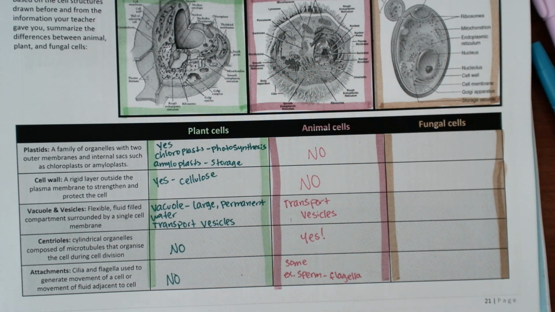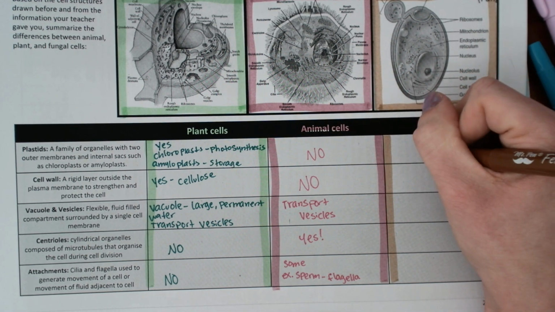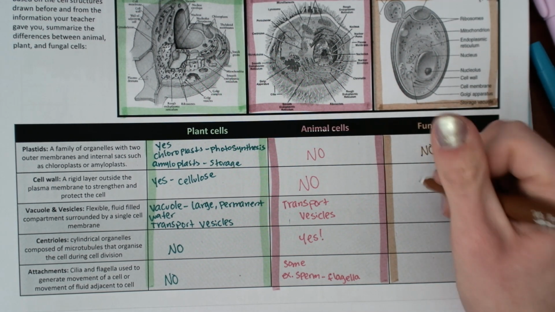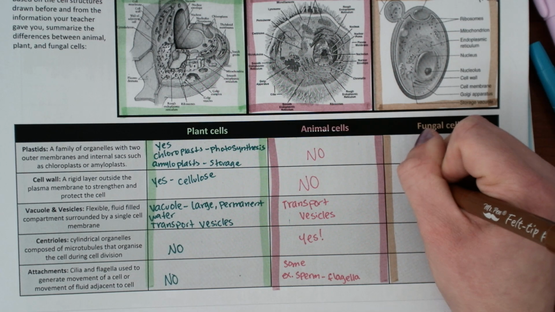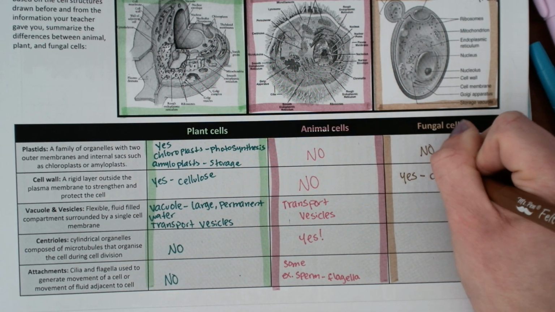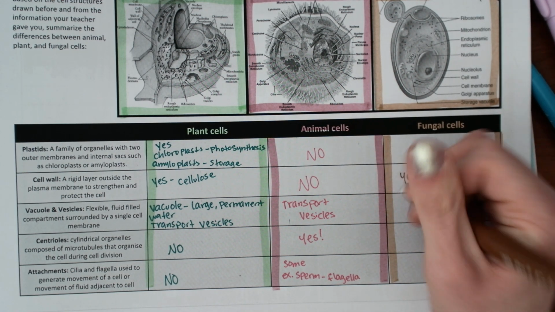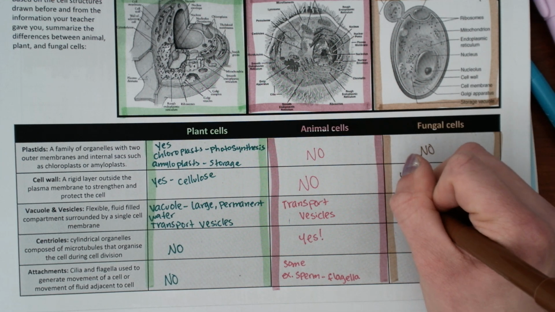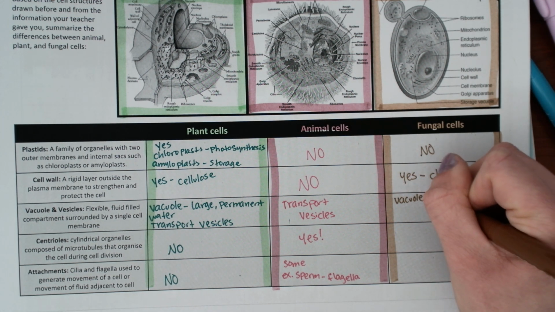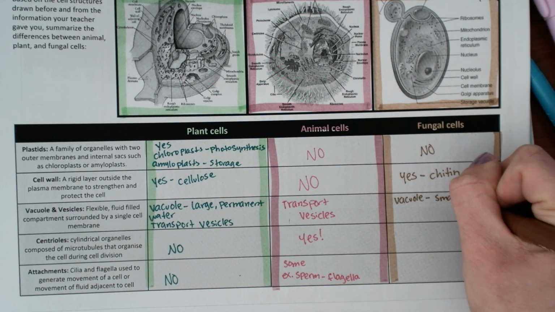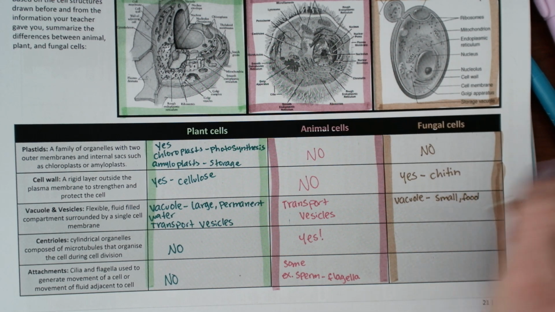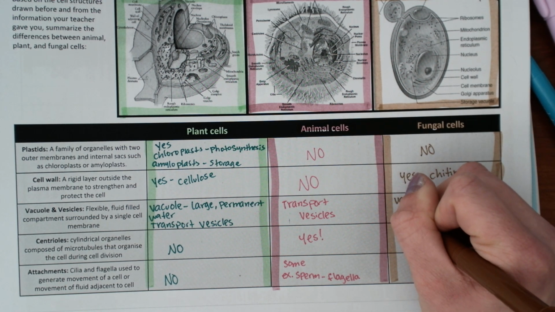And then fungal cells, last and least. Do they have plastids? No. Do they have a cell wall? Yes. And it is made of chitin. Do they have a vacuole? Yes. It's smaller, for food usually. And they also have transport vesicles.